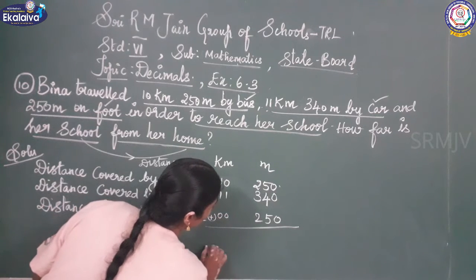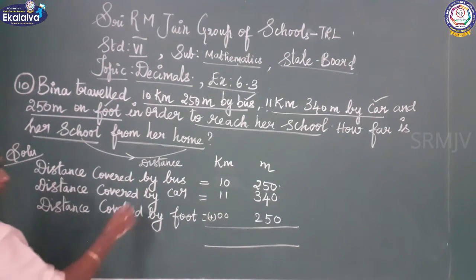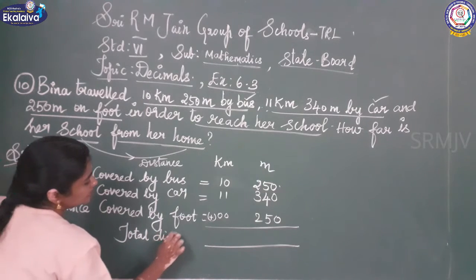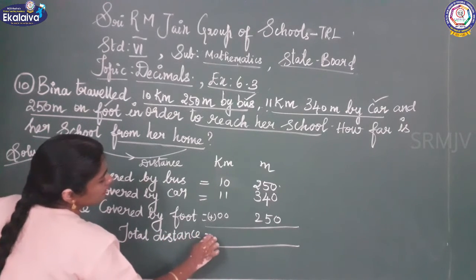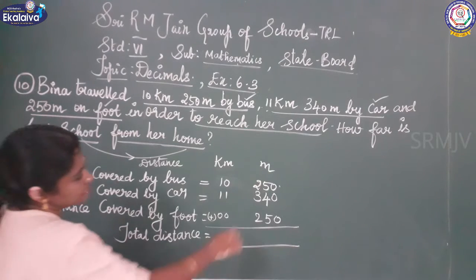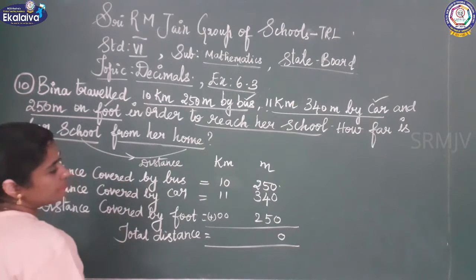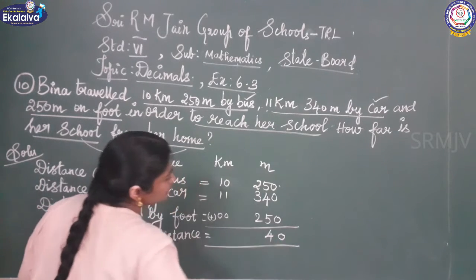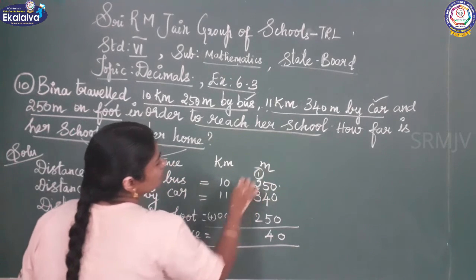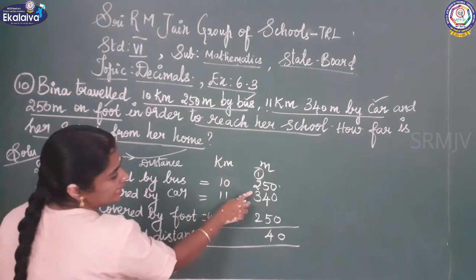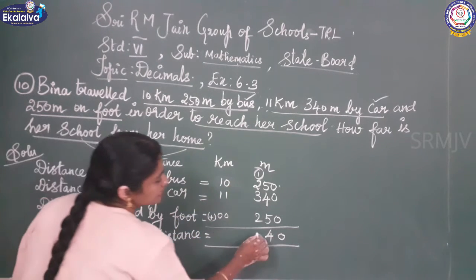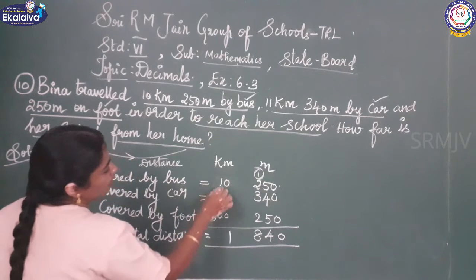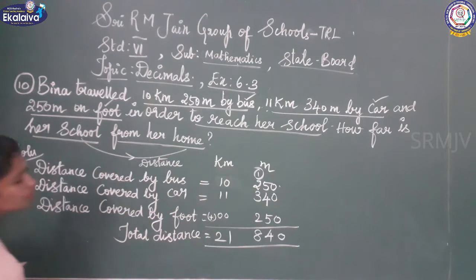Now we are going to add these 3 things. So this is what? Total distance. Got it? Total distance, listen. 0 plus 5 plus 4 is 9. 9 plus 5 is what? 14. So 1 carry over. 1 plus 2, 3. 3 plus 3, 6. 6 plus 2 is what? 8. Again 1. 1 plus 1 is what? 2. Got it?